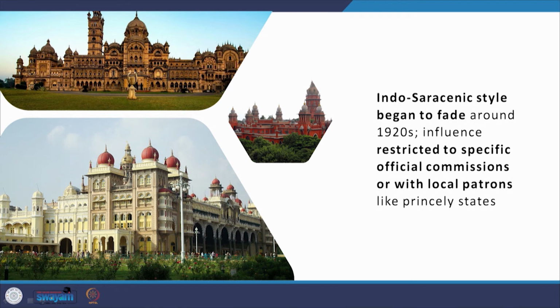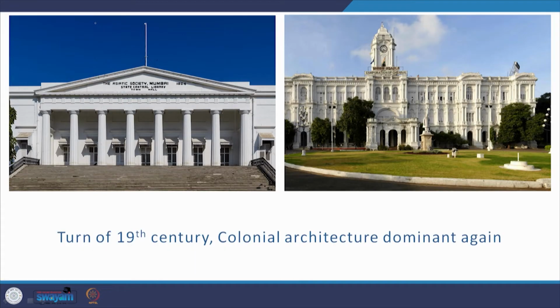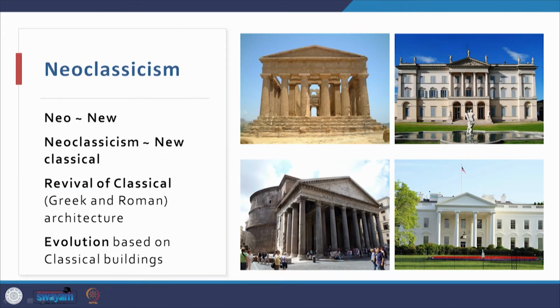So Indo-Saracenic architecture began to fade away in the 1920s. The influence of Indo-Saracenic architecture was restricted to specific official commissions or to local patronage of princely states. By the turn of the 19th century, colonial architecture became dominant again, with buildings like this, the Asiatic Society of Mumbai, which is a typical neoclassical building, or this building. Now, what is neoclassicism? Let us just go back and recapitulate it in a moment. Neo means new.